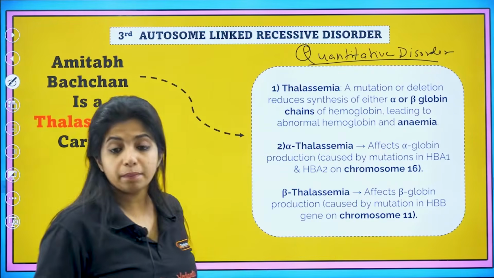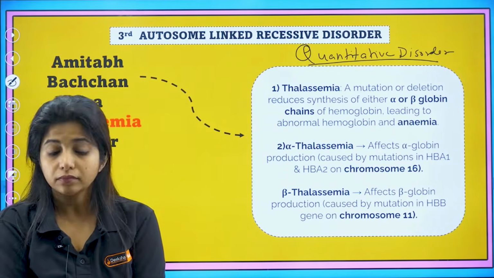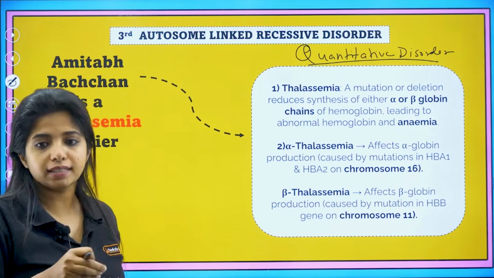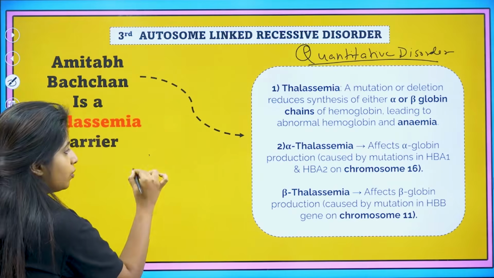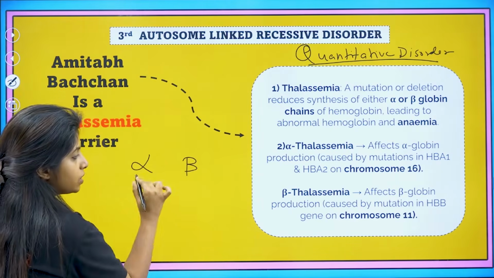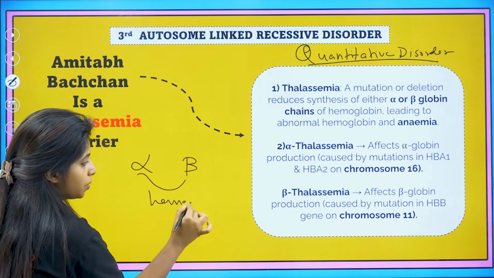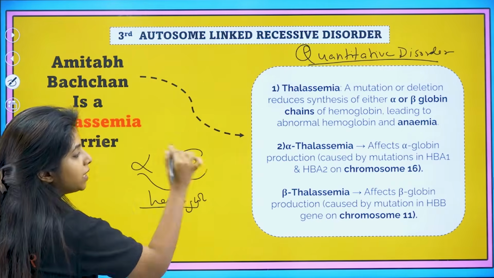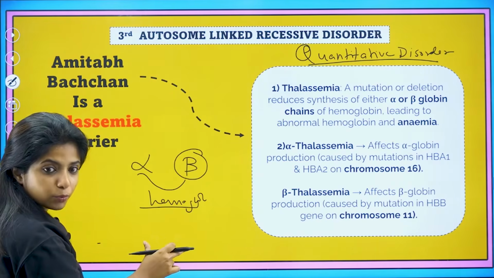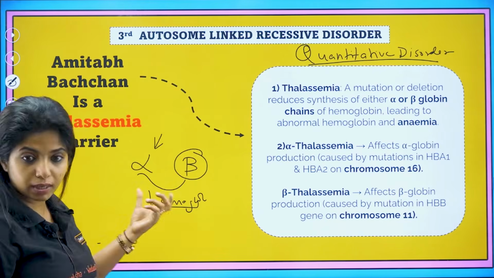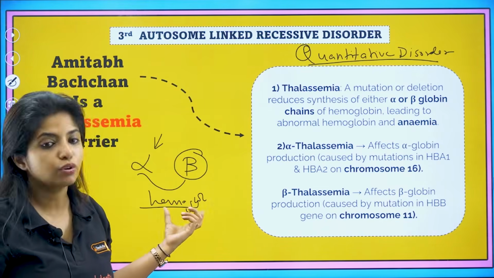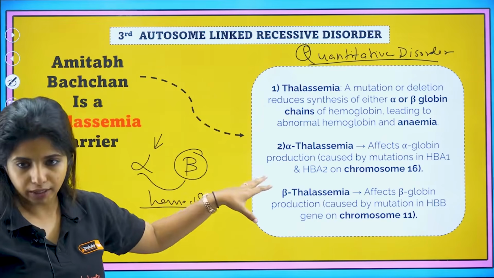And what do you mean by quantitative disorder? What do you mean by here the quantity is getting disrupted, my dear children. You need to understand this. So over here we know alpha globin gene is there, beta globin chain is there, both of them form hemoglobin. Suppose there is not much beta globin chain being produced. Do you think hemoglobin will be produced enough? No. If not much alpha globin is being produced, do you think much hemoglobin is going to be produced? No. So that is happening over here.